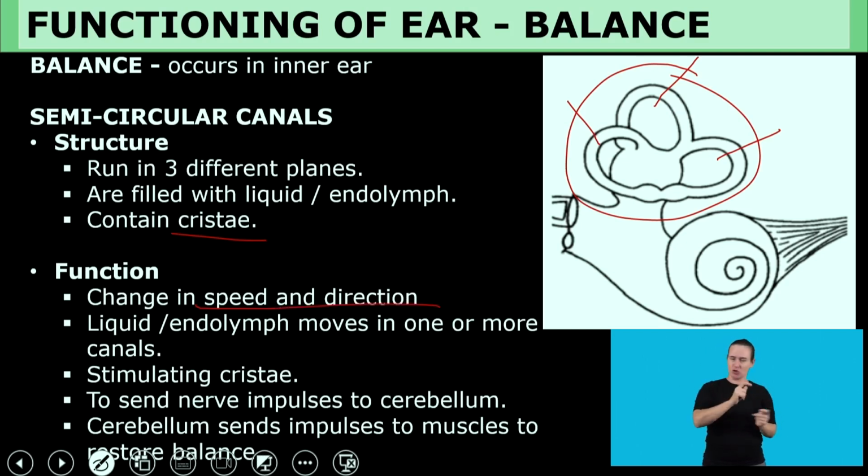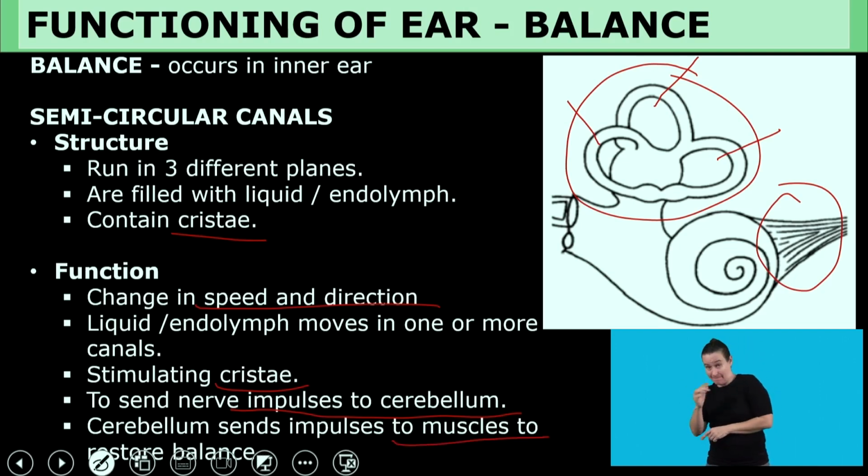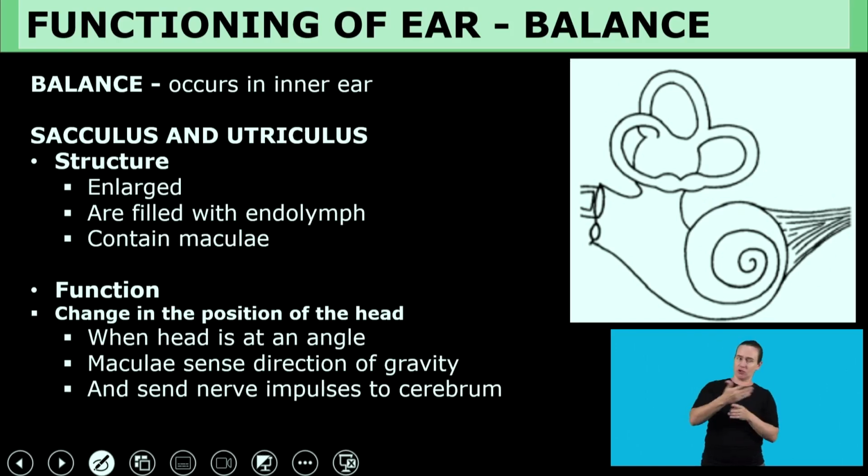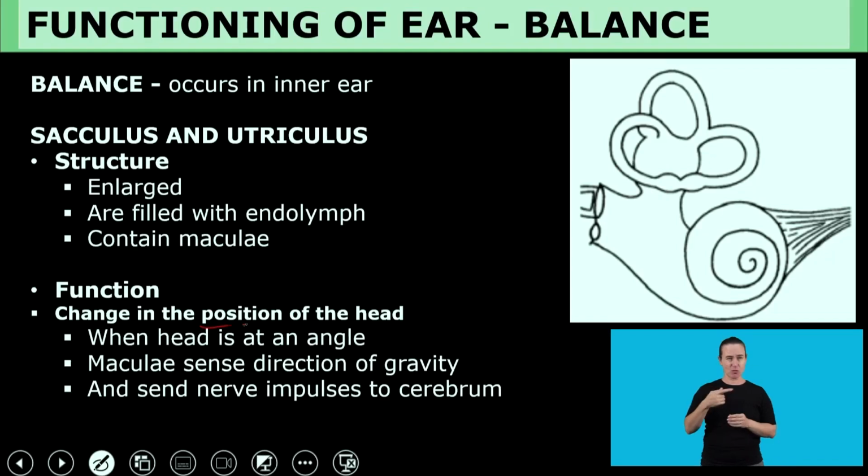Once the speed and direction is picked up, the crystals are stimulated and they send nerve impulses to the cerebellum through the auditory nerve. Then the cerebellum, not cerebrum, sends impulses to the muscles and balance is restored. That is for change in speed and direction. We then have balance again for the change in the position of the head.